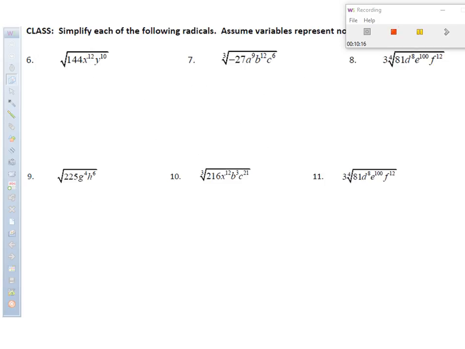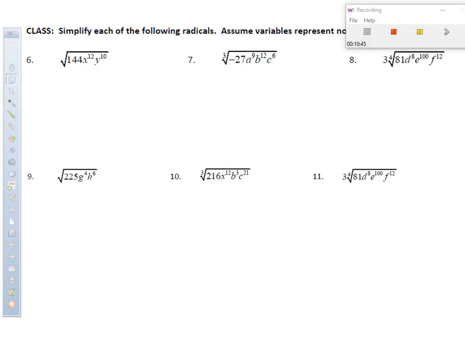Now, on this next little group, we spent 2 days reducing the radicals. On day 1, it was really easy. Everything was either a perfect square or a perfect cube or a perfect fourth. And the index number nicely went into the powers. So that's the case here on number 6 through 11. On 6 through 11, we don't need 2 radicals like we used in class the other day. That's coming up in a minute.